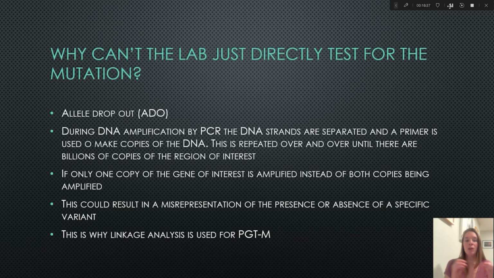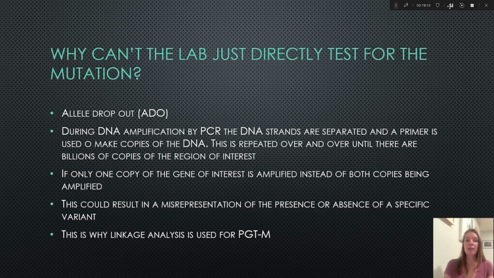Now, if only one copy of the gene of interest is amplified, and we were relying on direct mutation analysis alone, what could happen is only the delta F508 deletion is amplified, and we only see that. We don't see a second mutation, and we assume that the embryo sample just represents a carrier. This could lead to a total misrepresentation. We could assume that the embryo is just a carrier and unaffected, and it could be recommended for transfer if we only relied on direct mutation analysis.